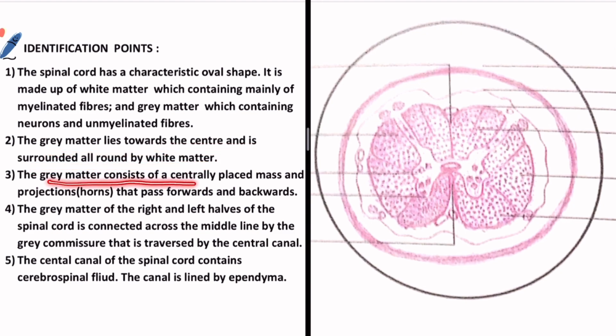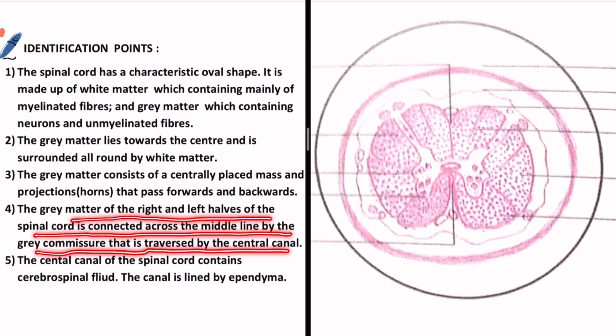The grey matter consists of a centrally placed mass and horns that pass forward and backward. So these are the horns: anterior horn, lateral horn and posterior horn. The grey matter of the right and left halves of the spinal cord is connected across the midline by the grey commissure that is transversed by the central canal.